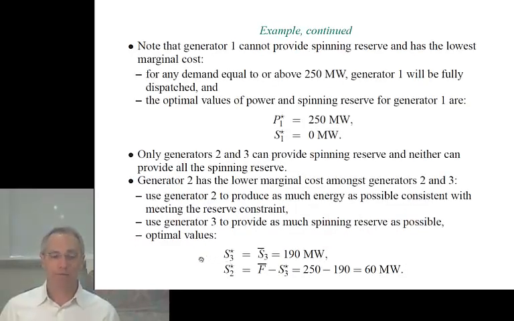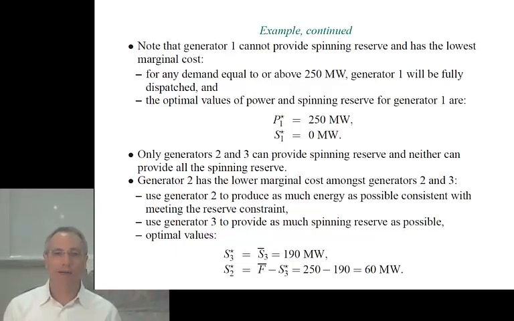So, before we specialize to the particular cases of the demand of 200, 300, and 500, let's look a little bit at the problem to get some insights that will enable us to solve it without explicitly using software to solve it. Generator 1 can't provide spinning reserve. It's got the lowest marginal cost, so pretty obviously we would like to use it to make energy.